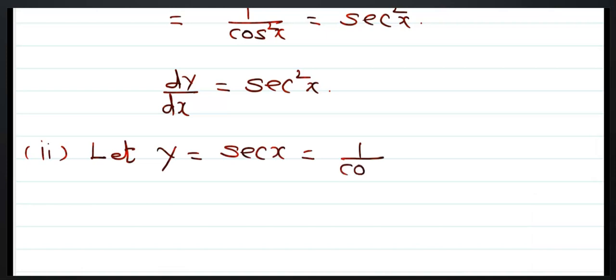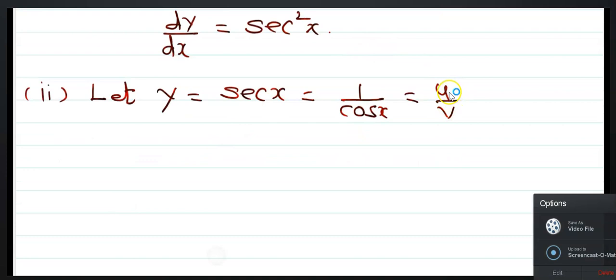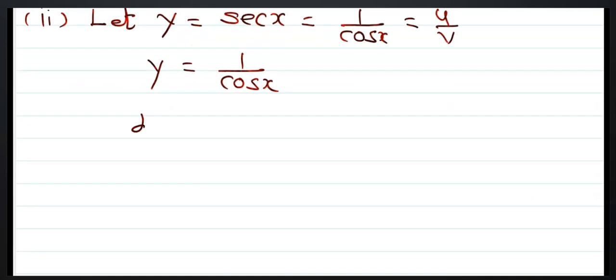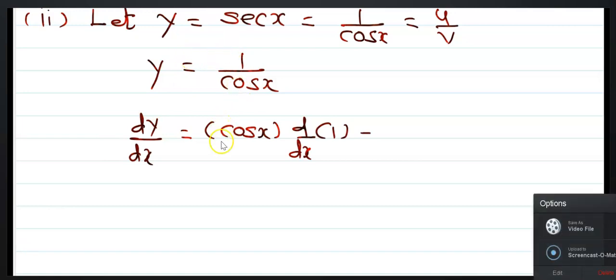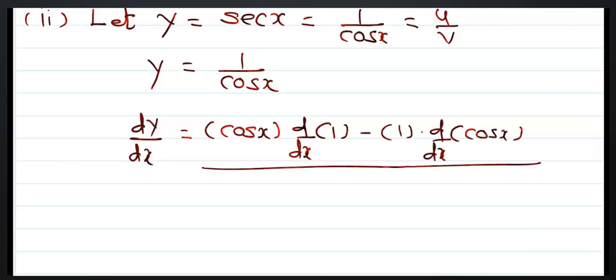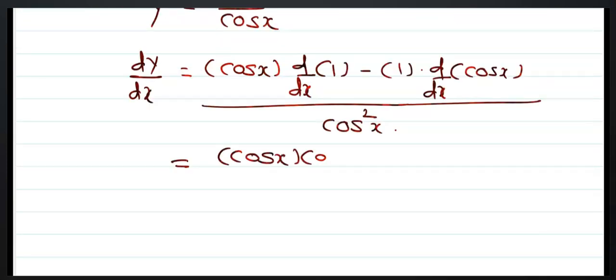Now next is y is equal to sec x, which is equal to 1 upon cos of x. Therefore here we will apply the quotient rule, u upon v. See this here: d/dx of, here u is 1 and v is cos x, that is, v into the derivative of 1, which is 0, minus 1 into d/dx of cos x, upon v square, that is, cos of x whole square.